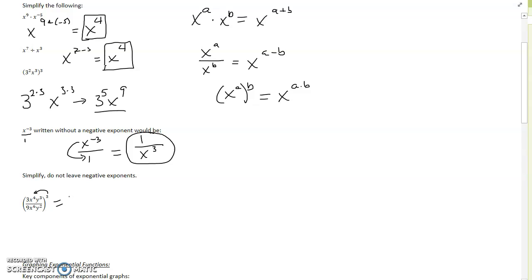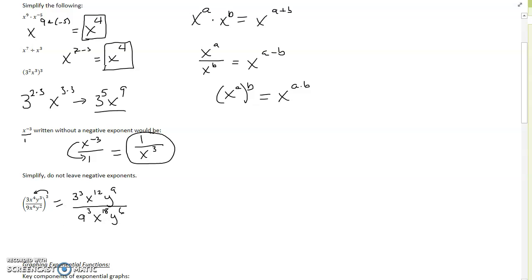So it's going to be 3 to the 3rd, x to the, remember we multiply those exponents, so 12, y to the 9th, divided by, and then this is going to be 9 to the 3rd, x to the 6 times 3 is 18, y to the 2 times 3 is 6. Then we're going to subtract the exponents.